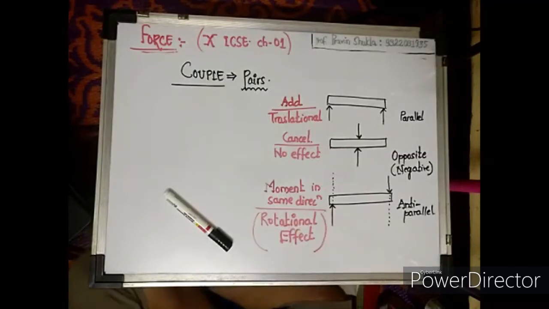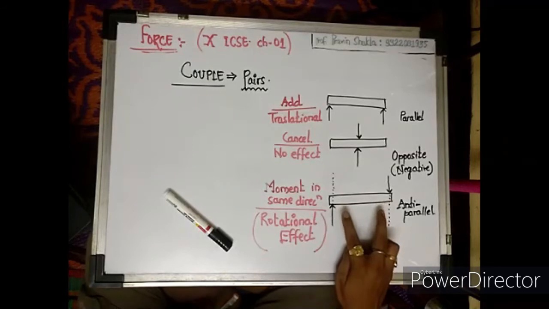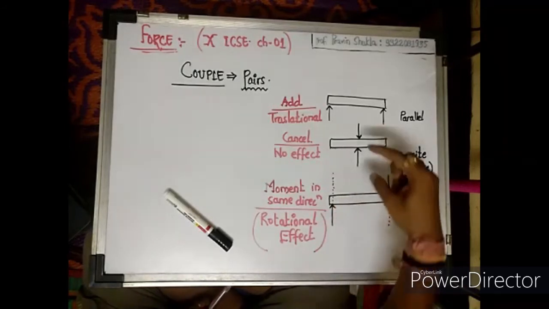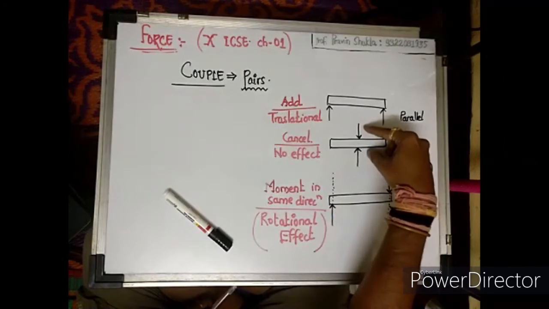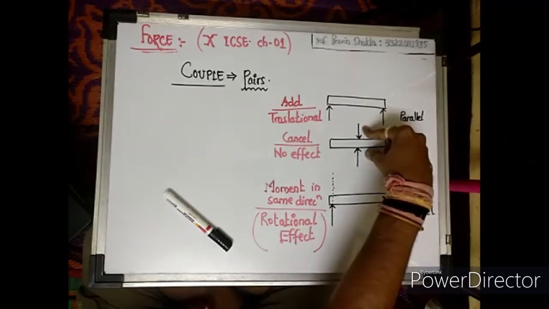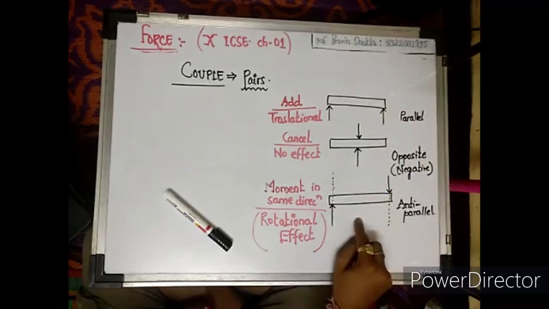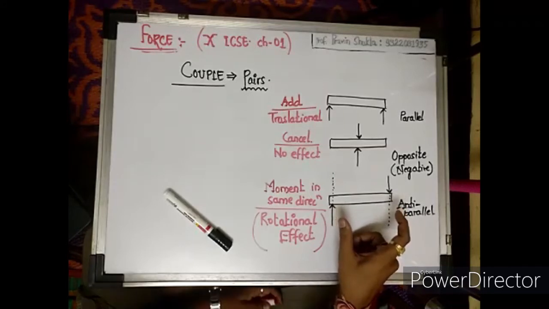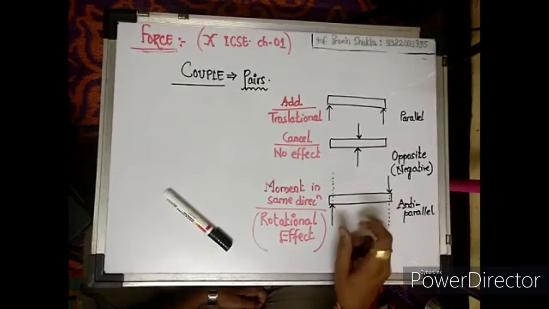Two anti-parallel forces acting on a body separated by a certain distance. Mind this, even these two are anti-parallel, if you can see them, but because they are acting on the same point, they become opposite. In this case, they are acting at two different points separated by a certain distance. Interesting or not? Yes, no.